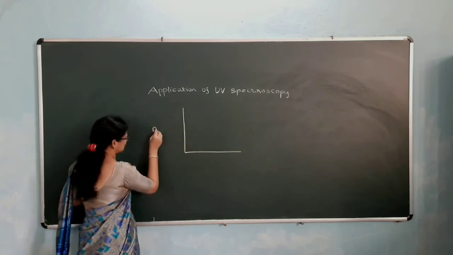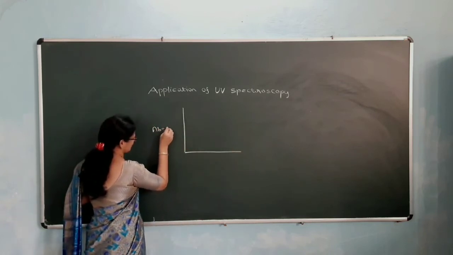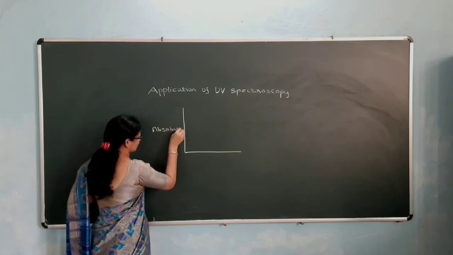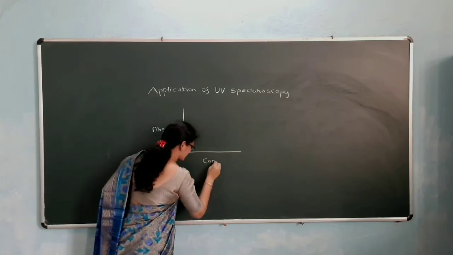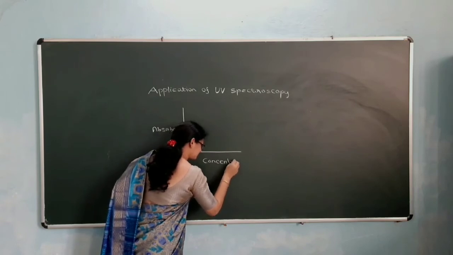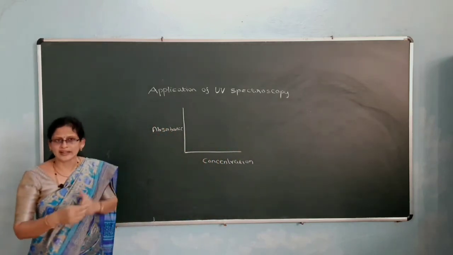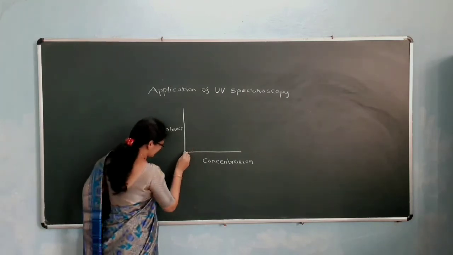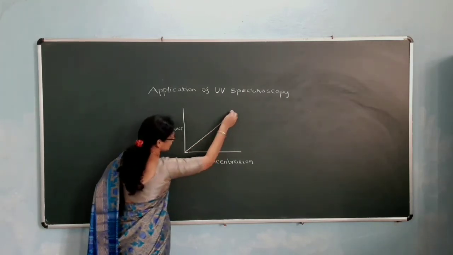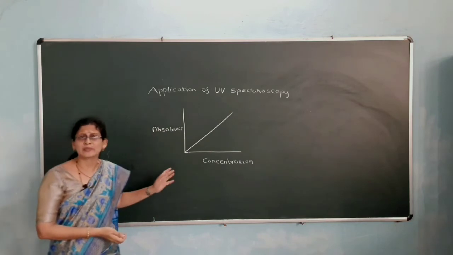absorbance versus concentration. Okay, when you take the reading for the standard solution, you will get a straight line passing through the origin. So this is called a calibration curve.